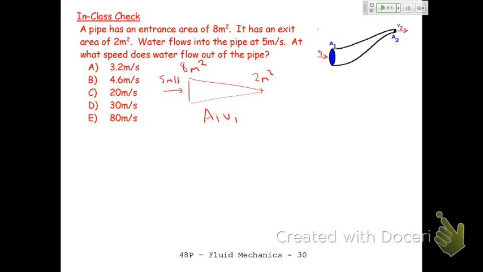A1 V1 is equal to A2 V2. This is called the continuity equation. I'd love it if you learned what the equations were called, because when you get into talking to people later on, they're not going to say, do you remember A1 V1 equals A2 V2? They're going to say, do you remember the continuity equation?